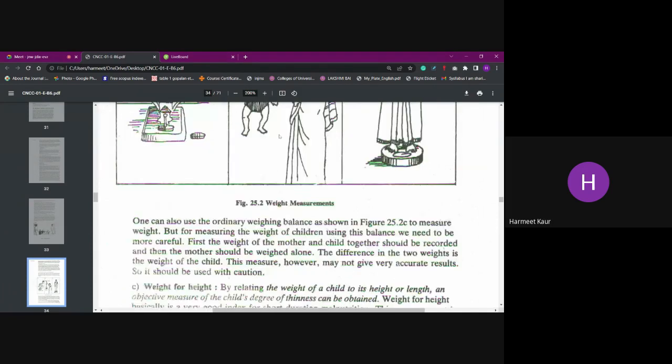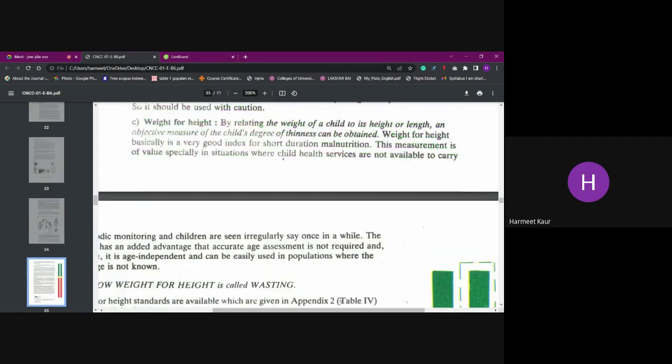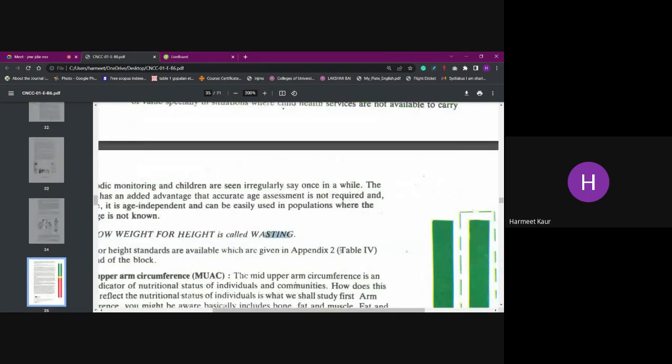Okay, now the third thing which we discussed was weight for height. So first was height related to age, second one was weight related to age, and now we have weight for height. In this, you are going to assess weight as per the height of the child. So the height of the child is say this many centimeters, and this child is weighing this many kg. So you have to see what should be the weight of the child according to his or her height. And why is this important? Because low weight for height is known as wasting.